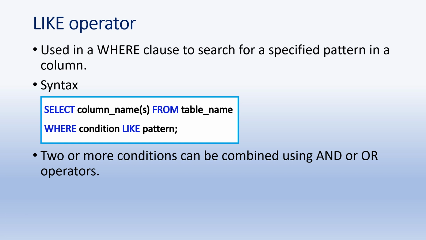Next is the like operator. The like operator is used in a where clause to search for a specified pattern in a column. So the syntax, as usual, we need to select the column name and what table, and as usual, where condition, you use like and pattern. Two or more conditions can be combined using and or or operators. I hope you remember how and or works.